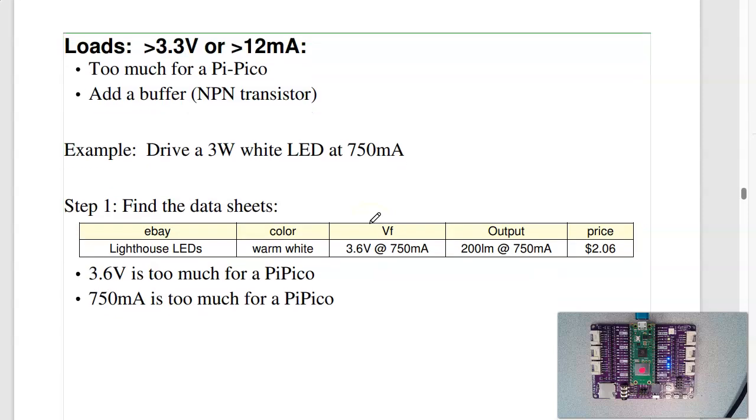If I need more than 3.3 volts or more than 12 milliamps, I need a transistor as a switch. So suppose I want to do something like this. Let's drive a 3-watt LED from the Pico board. The 3-watt LED needs 3.6 volts and it needs 750 milliamps. Both are a problem. The Pico cannot output 3.6 volts. It cannot drive 750 milliamps. So we need a buffer circuit.